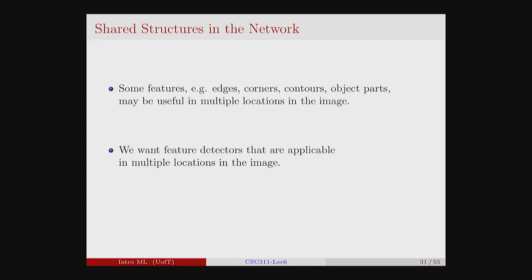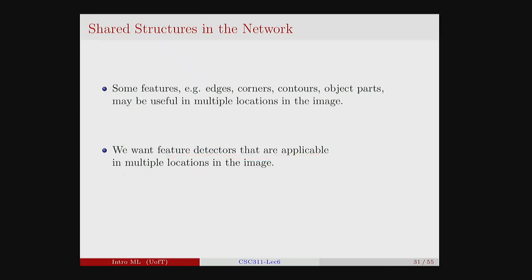So let's say I care about coming up with this edge detector, corner detector, or this right angle detector. What I want this detector to do is not just work on one part of an image. I would like it to work on all parts of the image, because the concept that I want to extract is identical across all parts of the image. The meaning of a right angle doesn't change if I'm looking at the top left of the image or the bottom right of the image. So I'd like that to be a single concept that I extract. And one way to do that is by using shared structures. And so we want feature detectors that are going to be applicable in multiple locations of the image.